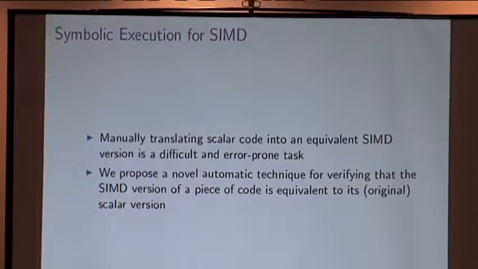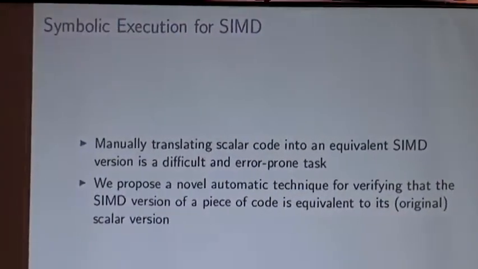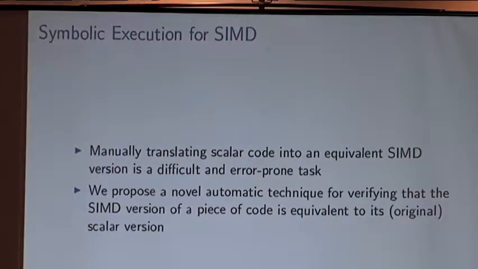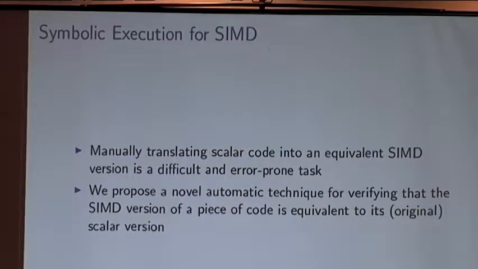An issue with SIMD is that manually translating scalar code to SIMD code is generally a manual task unless you're using an automatic vectorizer. It's difficult and error-prone. It's easy to make a mistake. But we propose an automatic technique for verifying that SIMD code is equivalent to the original scalar code.